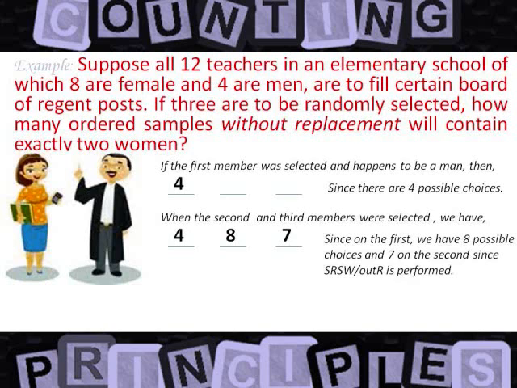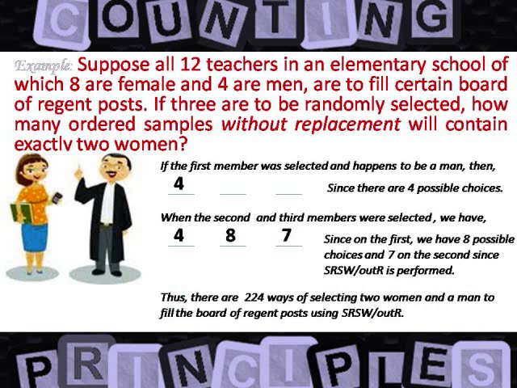Thus, we write 7. Multiplying all these 3, we have 224. Thus, there are 224 ways of selecting 2 women and a man to fill the board of regent posts under simple random sampling without replacement.